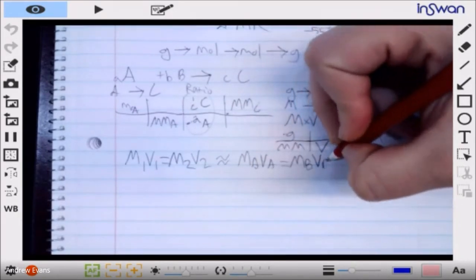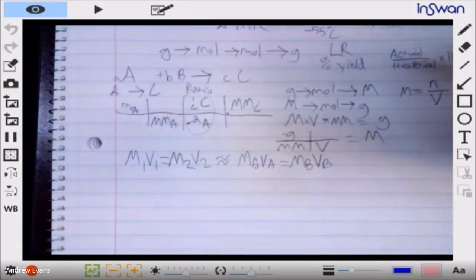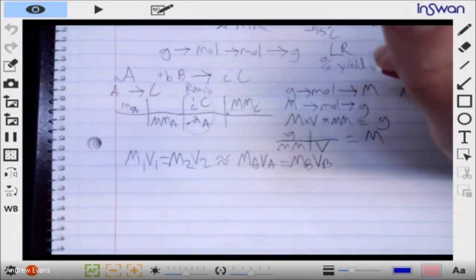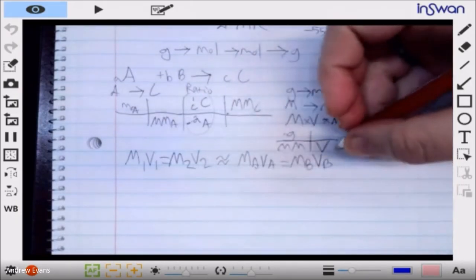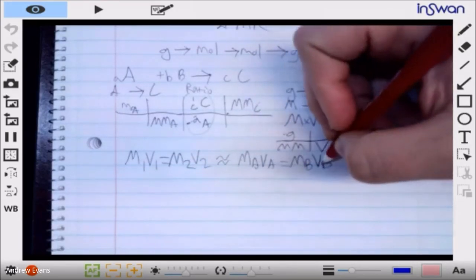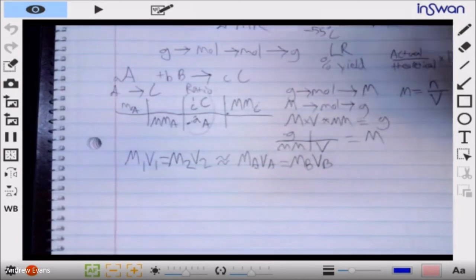MAVA equals MBVB, where at the equivalence point, 1 mole of acid equals 1 mole of base. When they cancel each other out, they have 1 to 1. And so if I know the molarity and volume of one, I can know the molarity or volume of the other. All that was chapter 9.